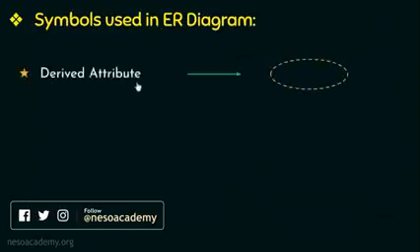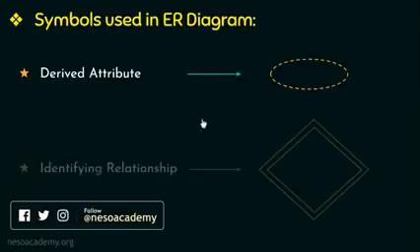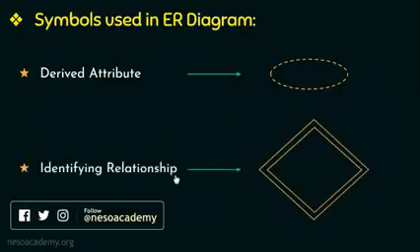Next is the derived attribute, which is an attribute whose value is derived from another attribute, and it is represented by a dashed oval. And finally, we have the identifying relationship.